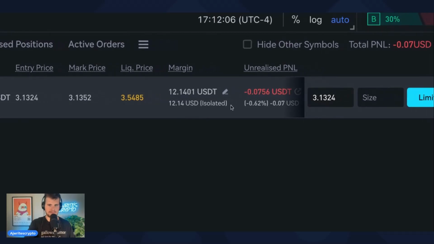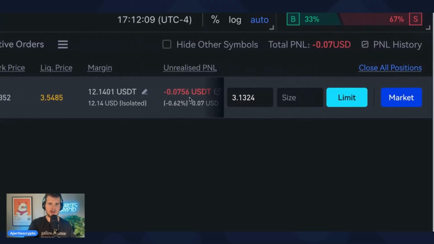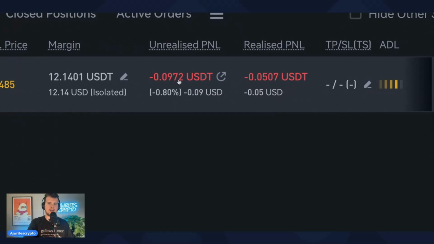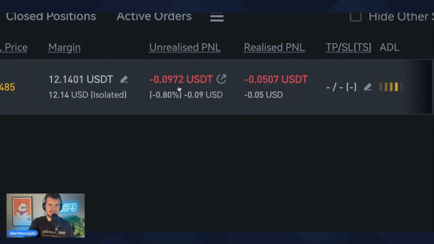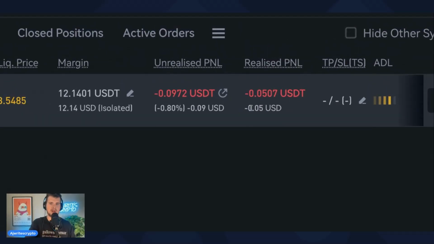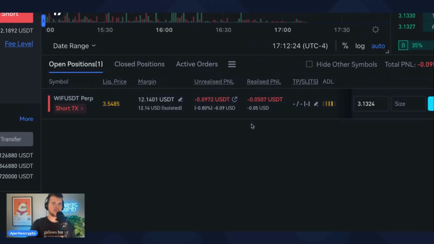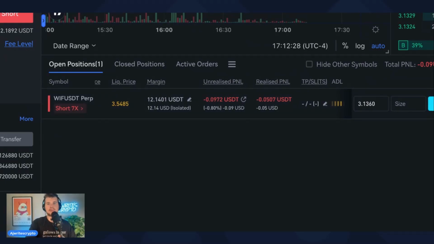Okay, so there's the margin. So here's the unrealized profit. Right now I'm down almost 10 cents, and the realized profit would be if you got out of a trade and realized the profit. Like, say I got in this short, the price went down and I took out half of the position. That would show up in my realized profit.